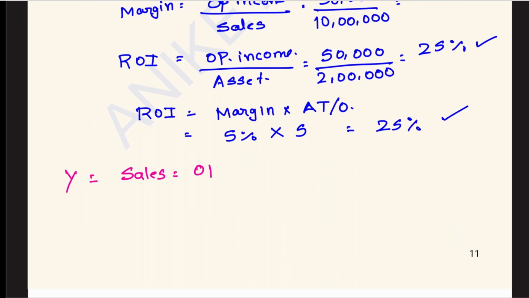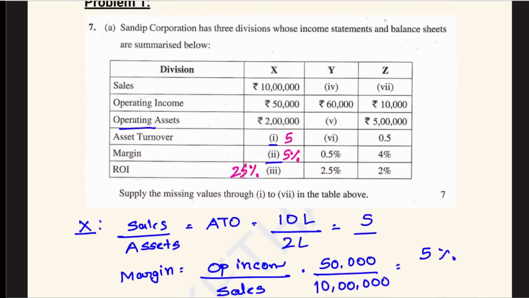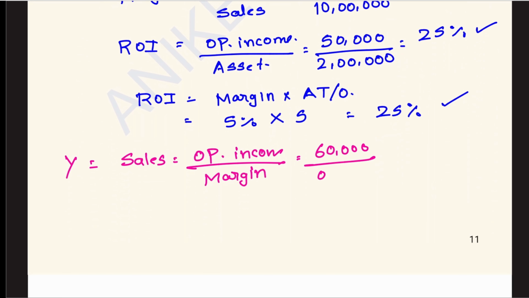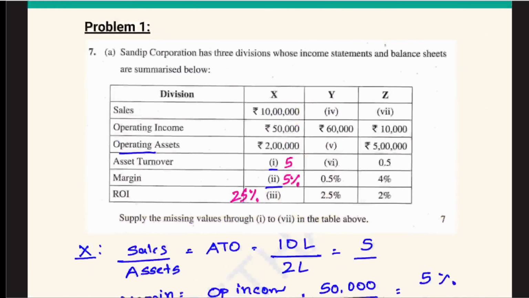Sales is equal to operating income divided by my margin. What is operating income? 60,000. What is margin? 0.5%. So 0.5% is 0.005. So calculate and tell me how much you will get. So 1 crore 20 lakh is my sales. So this is done. This is 1.2 crore.